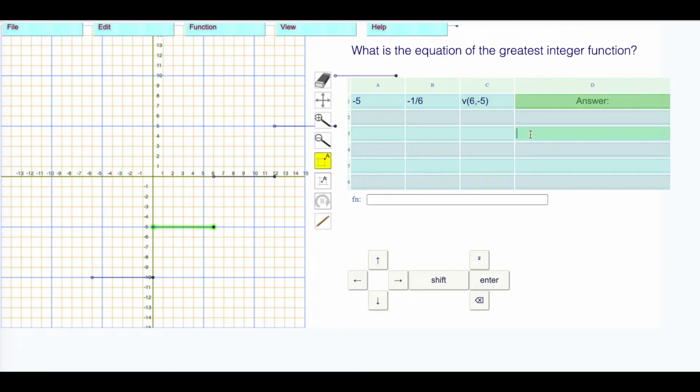Our equation is y is equal to A, open greatest integer function bracket, times B, open regular bracket, x minus h, close regular bracket, close greatest integer bracket, plus the k. -5 times -1/6 times x minus the 6, plus the k, which is -5. Then press enter to see if you're right.